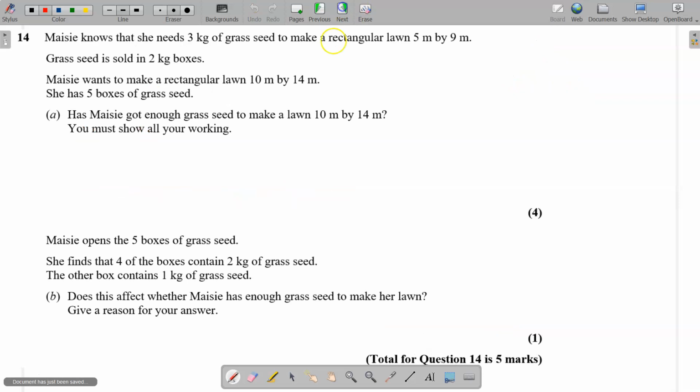Next question. Macy knows that she needs 3 kilograms of grass seeds to make a rectangular lawn that size. So 5 by 9 is 45 square meters. We need to show all of our working here, so I need to put some calculations in. So 5 times 9 is 45.